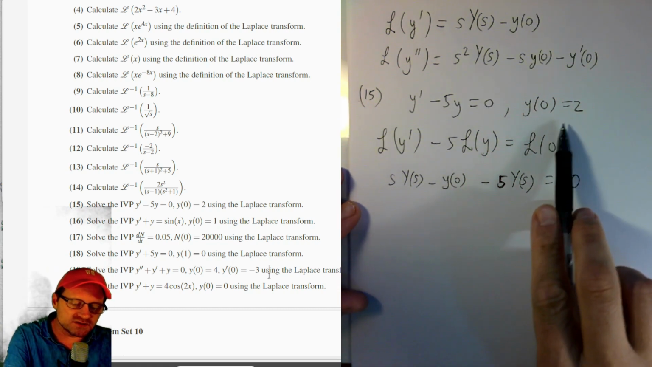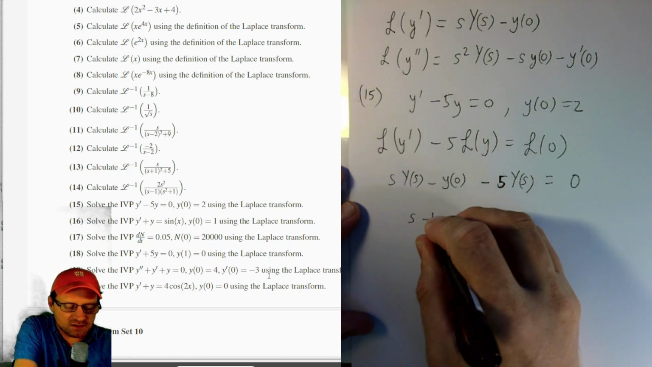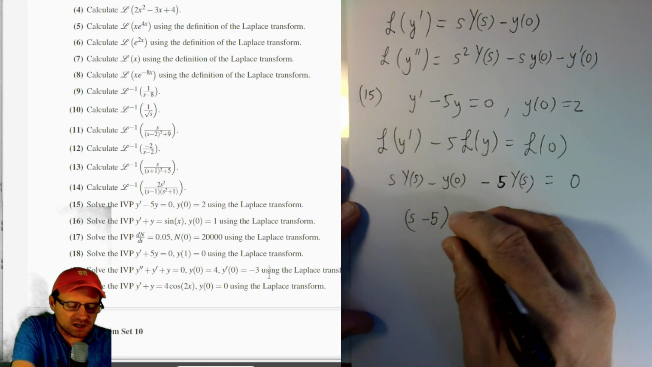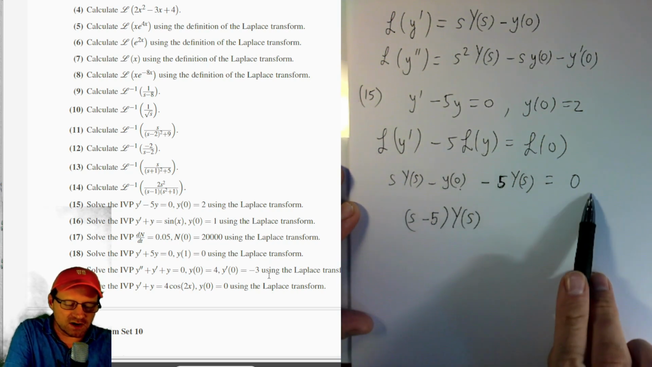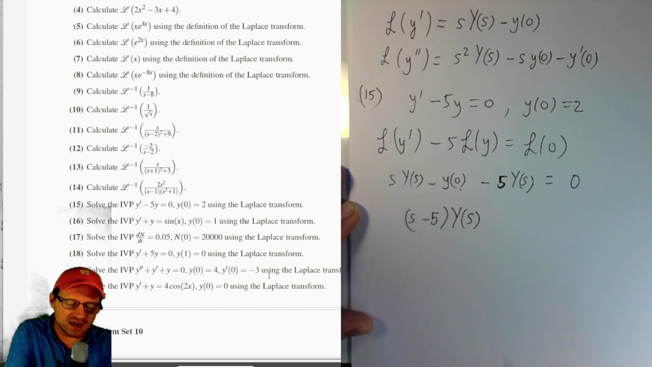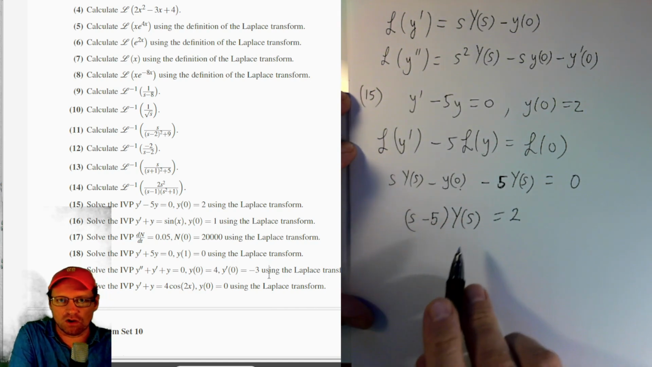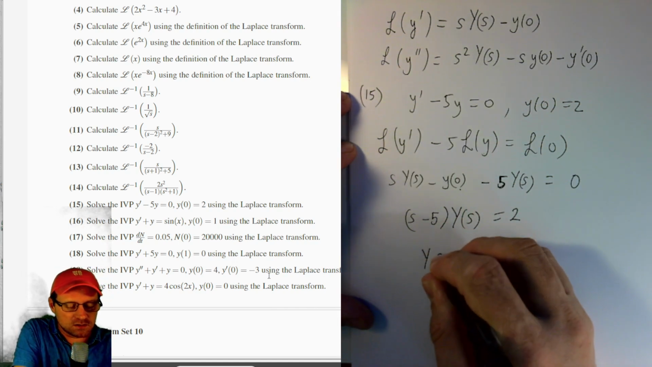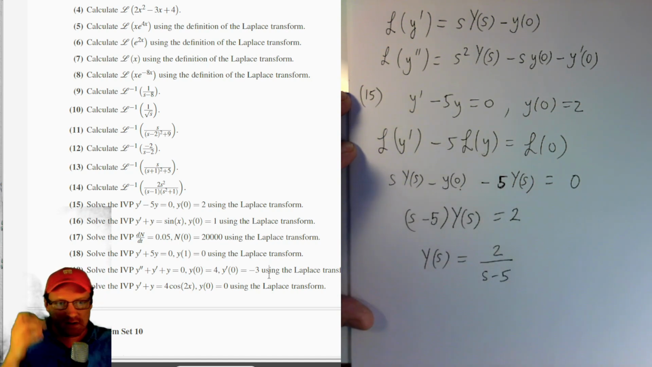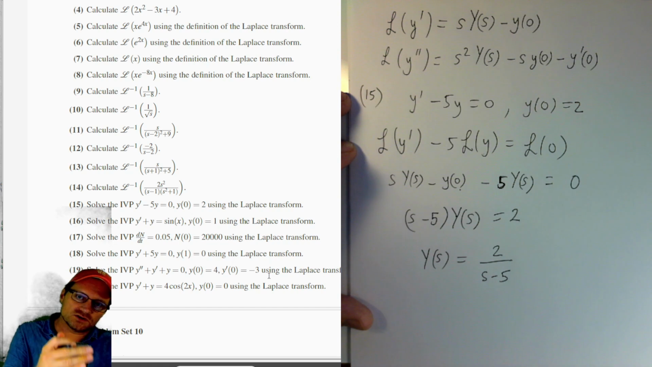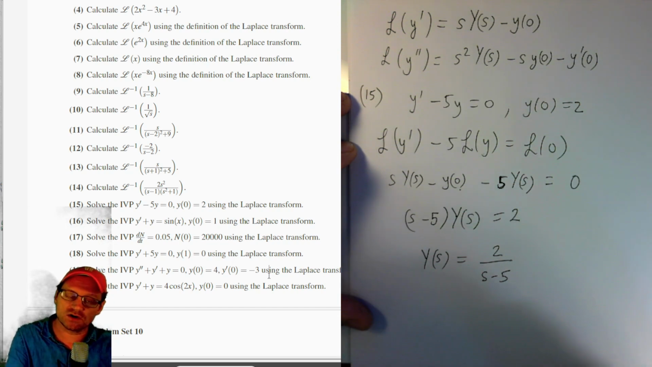Now y(0) is 2. So we have (s − 5) times Y(s) equals, when we take this over to the right-hand side, y(0), which is 2. And so now we solve for Y(s). We have 2 over (s − 5). So now we want to take the inverse Laplace transform of both sides of this equation, and magically we're going to get the solution.